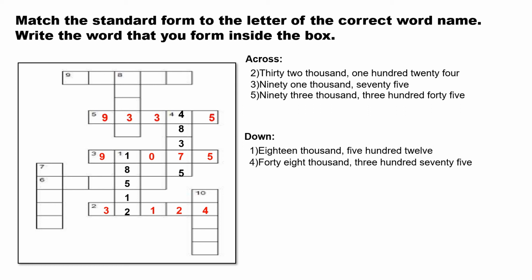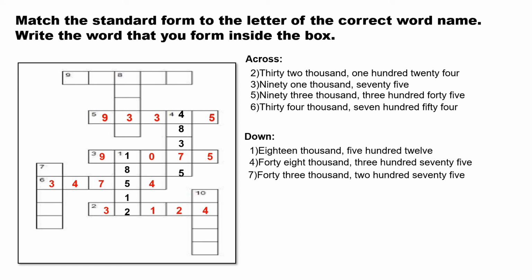93,345. Another across. Number 6, across again. 34,754. And then number 7, down. Ito ang 7. Pa-down ng 6. 43,275. Okay? And then number 8, another down.